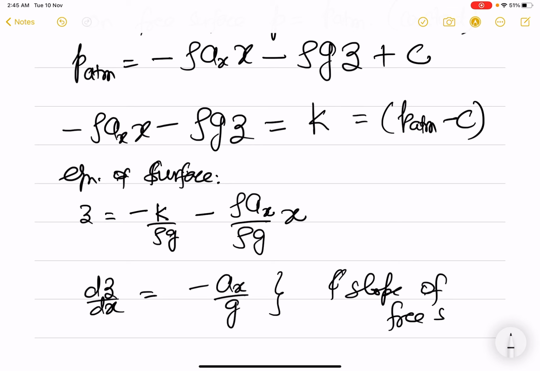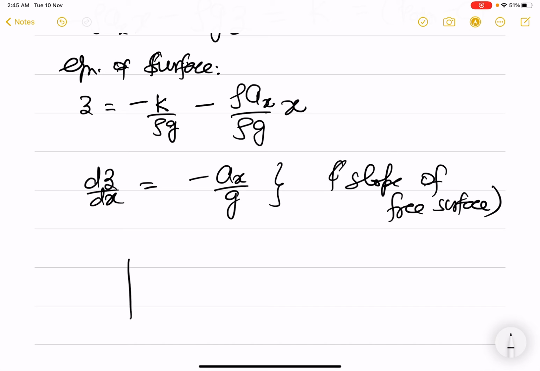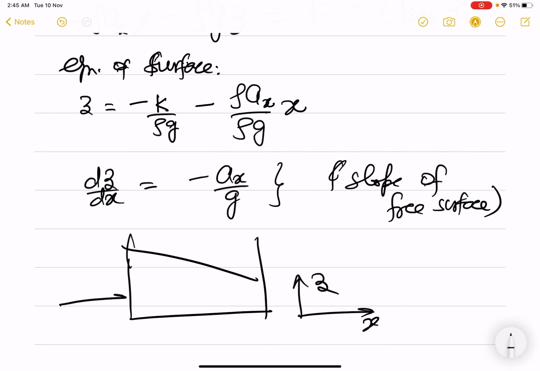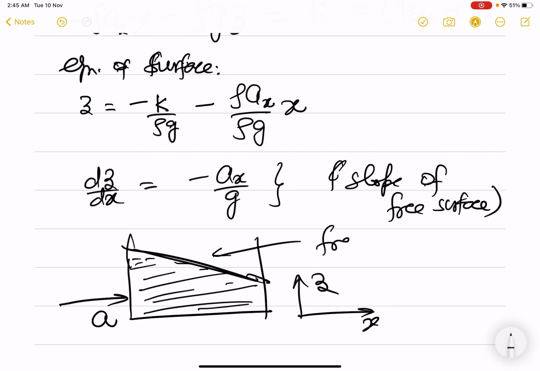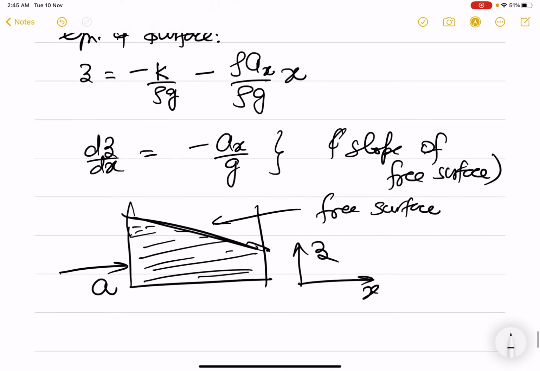This is the slope of the free surface, which means if I have this truck, this is x, this is z, and this is accelerating like this, then the slope of the free surface is negative. So therefore, this is how the free surface will tilt. It will tilt backwards like this.